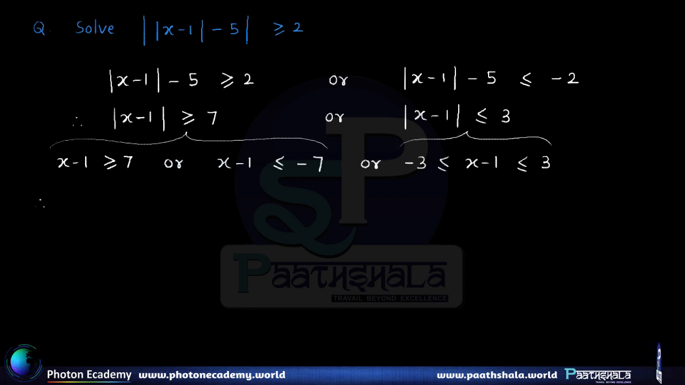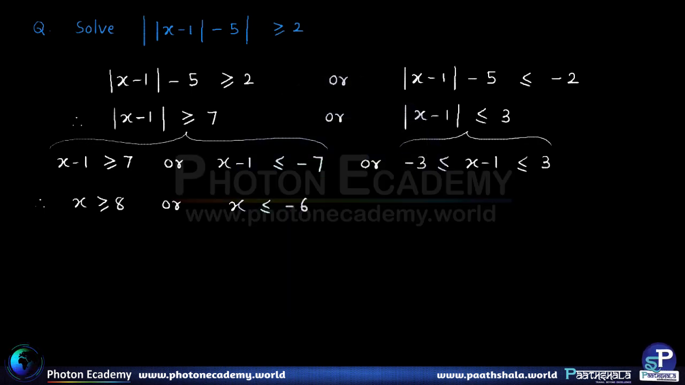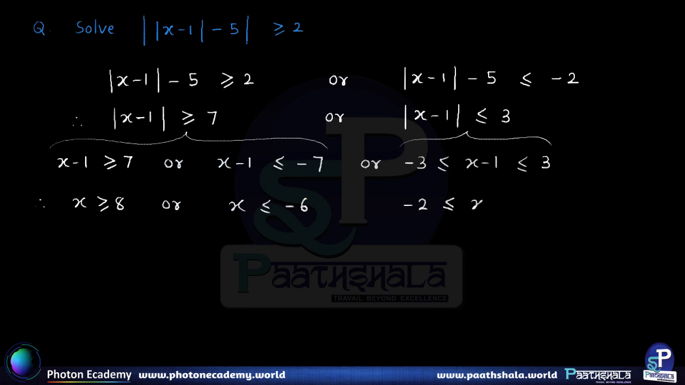Now solving further, here we have x greater than or equal to 8, or here we have x less than or equal to minus 6, isn't it? And in the last possibility we have x minus 1. To get rid of minus 1, we add 1 throughout the inequality. So we will get minus 2 less than or equal to x less than or equal to 4. That means these are the three required regions to which x can belong. So here we write x may belong to.